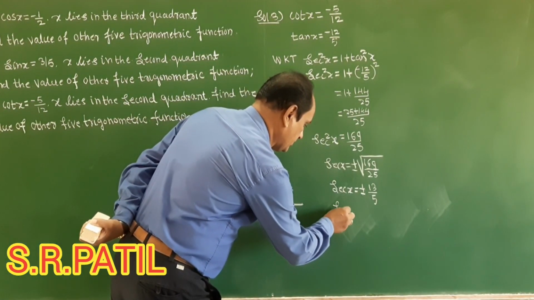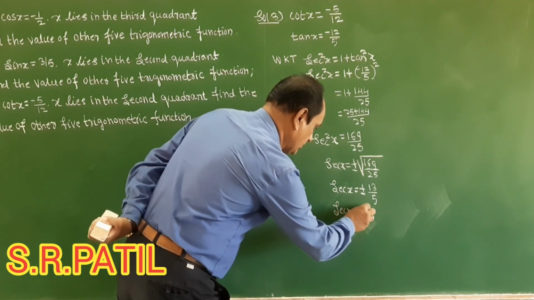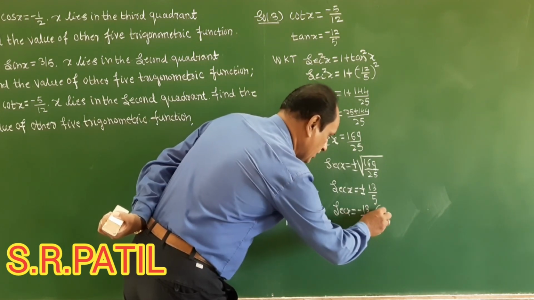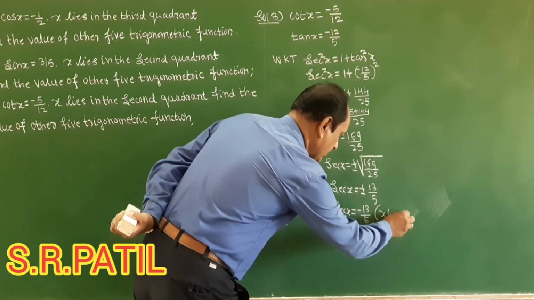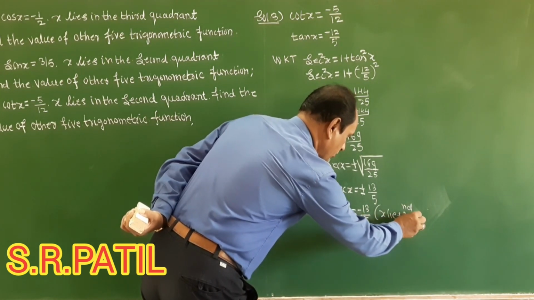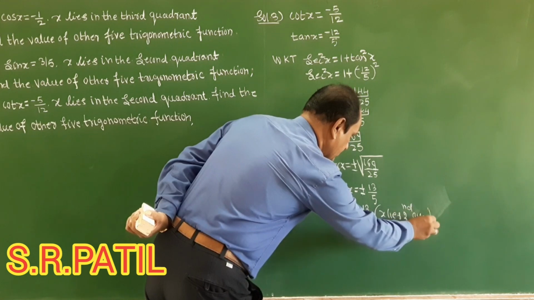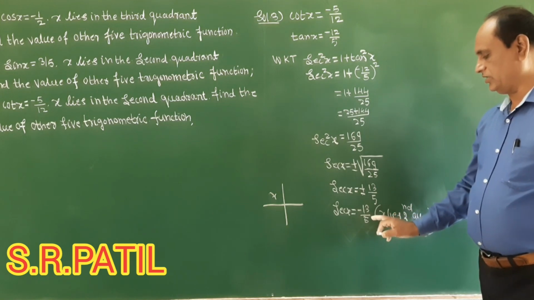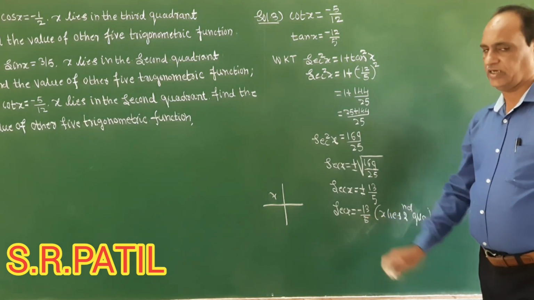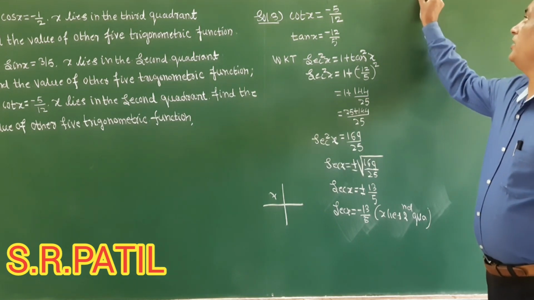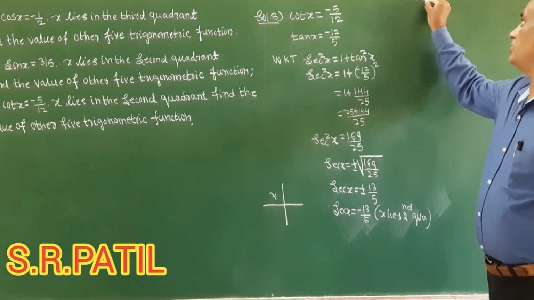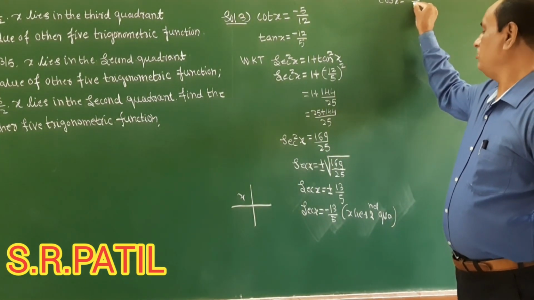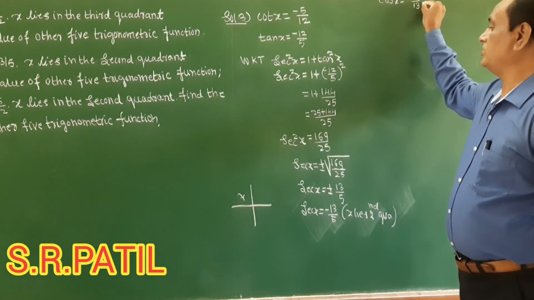Therefore sec x is equal to negative, minus 13 divided by 5, because x lies in the second quadrant. Since x lies in the second quadrant, sec x value is minus 13 divided by 5. When sec is found, what kind of reciprocal is it? Cos is the reciprocal of sec, so cos x is equal to minus 5 divided by 13.